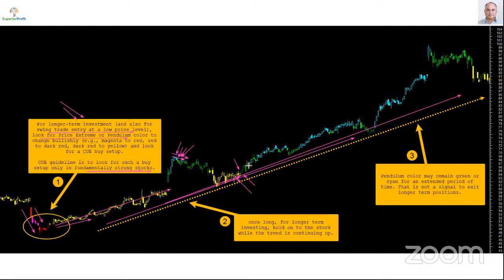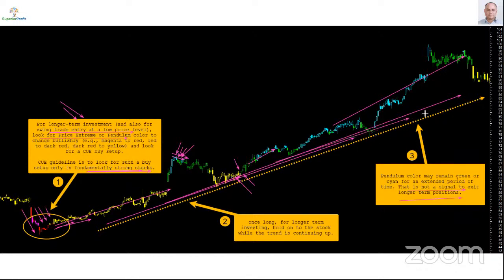Now, one thing to note: once pendulum color turns green, cyan, dark green, it may remain green for a long time. Therefore, pendulum green is not a signal to exit longer term positions. Changing from red to yellow, or these finer changes, magenta to red, red to dark red, that is the entry point. But turning to green is not the exit point.